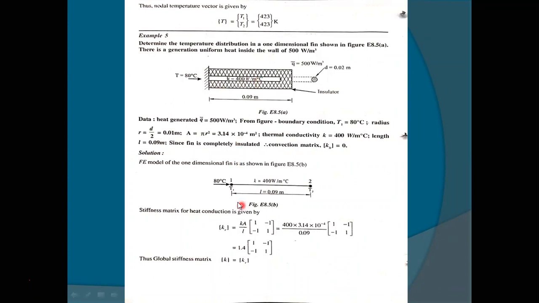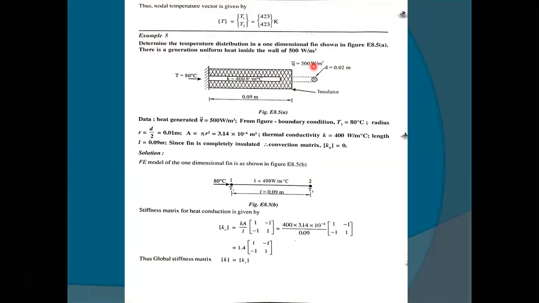If you convert, then we will get two nodes, node 1 and node 2. At node 1, temperature T1. At node 2, temperature T2. The total length L is equal to 0.09 meters. They have given thermal conductivity K equal to 400 watt per meter degree Celsius. They have given a circular cross section with diameter equal to 0.02 meter. The fin is completely insulated and some heat is generated, that is Q dash equal to 500 watt per meter cube.